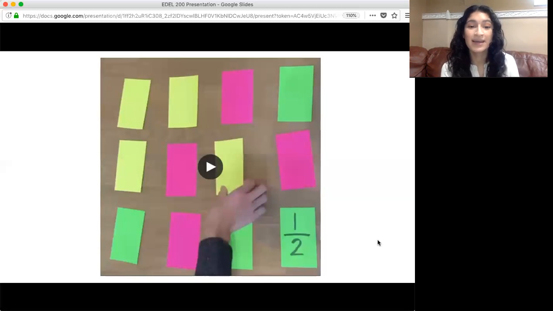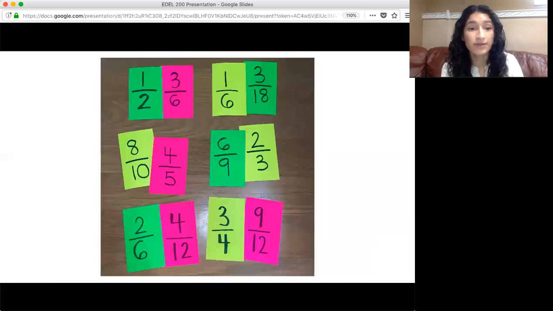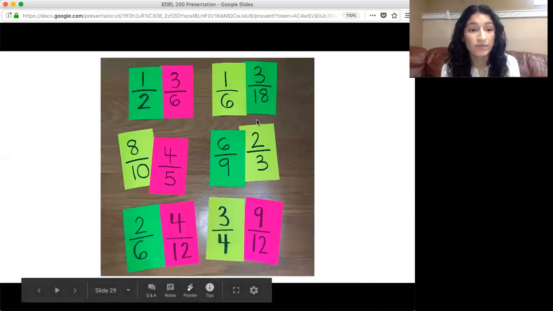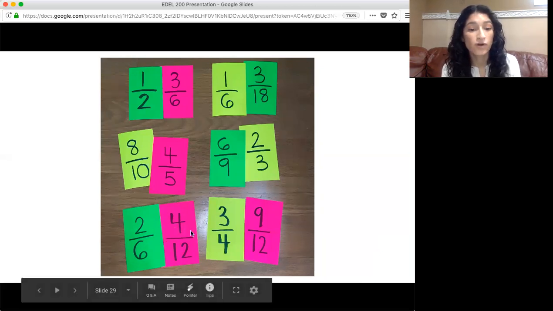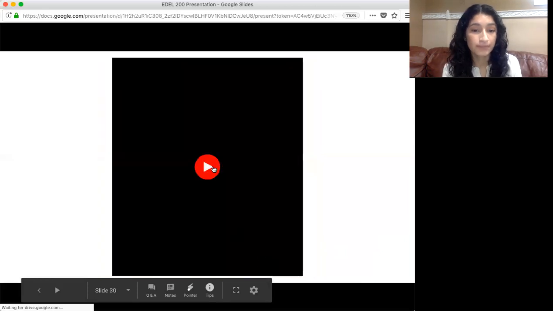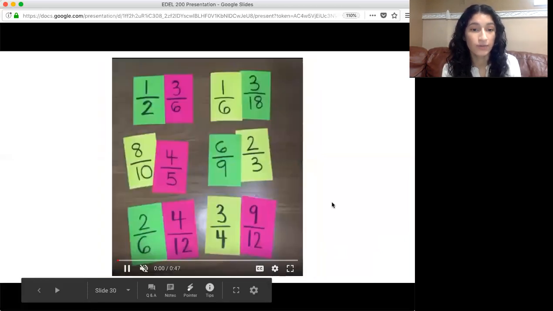And I know that that might have seemed a little complicated to tell whether or not the fractions were equivalent because you had to do the math in your head. So I'm going to explain it a little bit further. So here we have each of the equivalent fractions. 1/2 is equal to 3/6, 1/6 equals 3/18, 8/10 equals 4/5, 6/9 equals 2/3, 2/6 equals 4/12, 3/4 equals 9/12, okay? And furthermore, in this video, I will show you what we are doing.